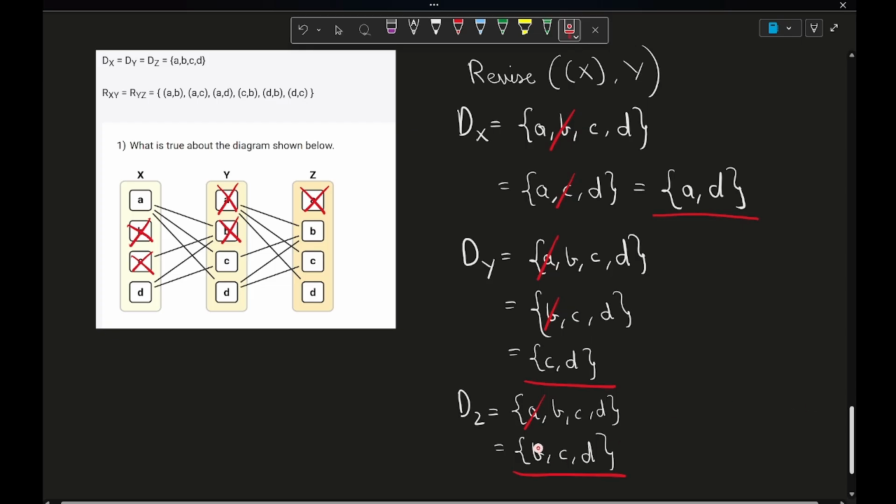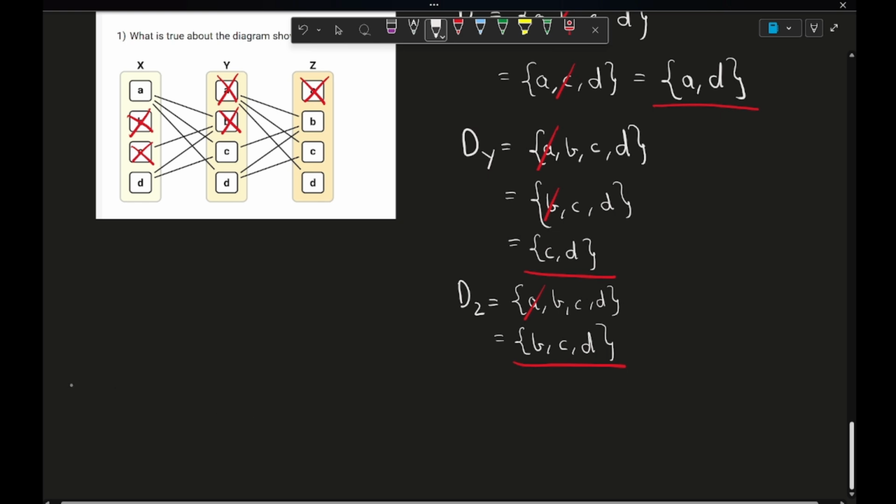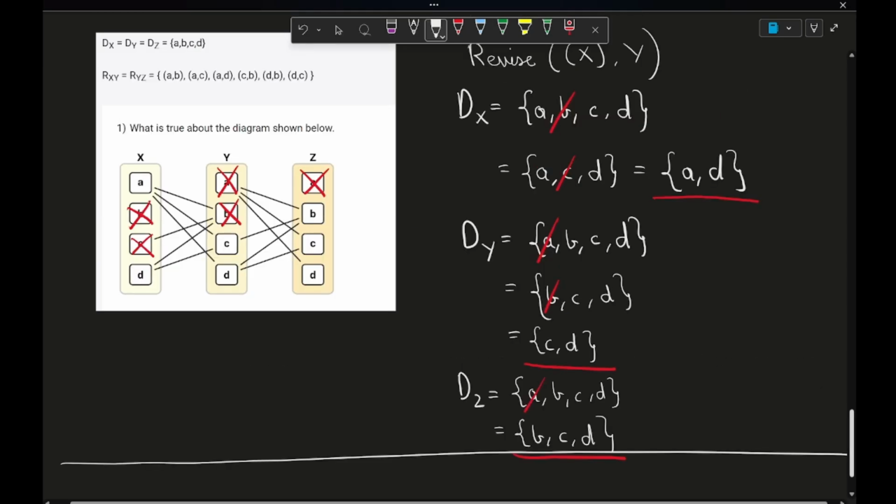Let's see, CD, CD. Wait, what were you saying? Which one goes? D will go because AD is the only relation for D. D from Z will also go, and A is already gone. This removal is more easily visible in the diagram than in this notation. Actually, this is what I was trying to explain. That's why I was saying D and then I got confused myself. Okay, got it. Now I agree.